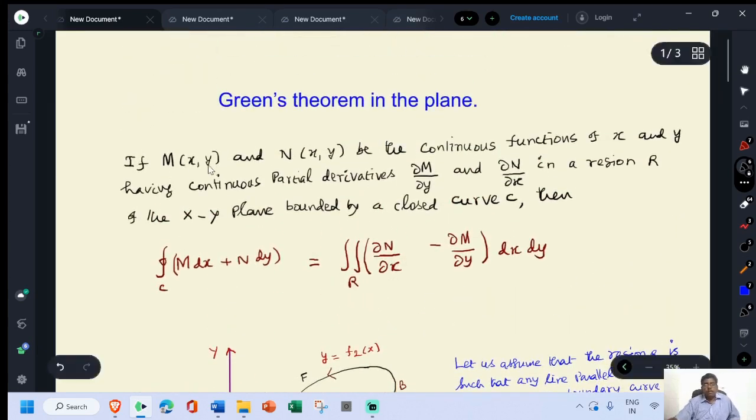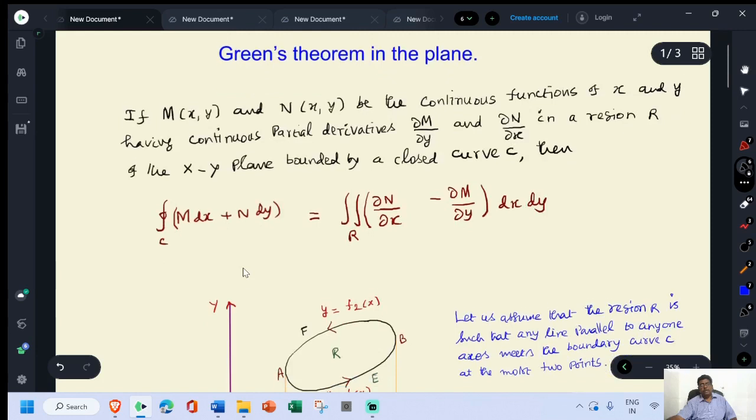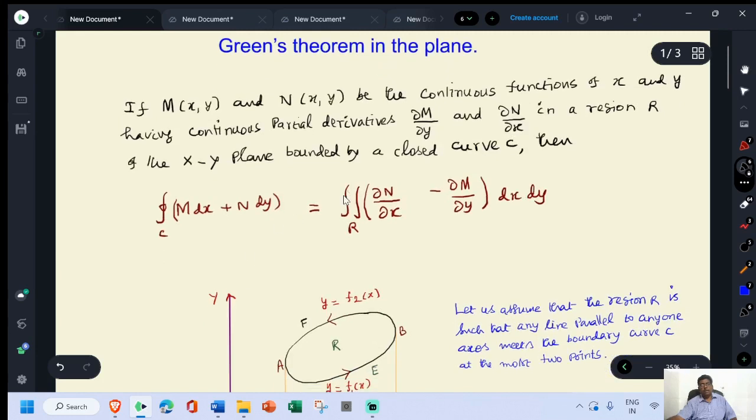If M of x comma y and N of x comma y be continuous functions of x and y having continuous partial derivatives ∂M/∂y and ∂N/∂x in a region R of the xy plane bounded by a closed curve C, then the integral of M dx plus N dy is equal to the double integral of (∂N/∂x minus ∂M/∂y) dx dy. This is our Green's theorem. We have to prove this.